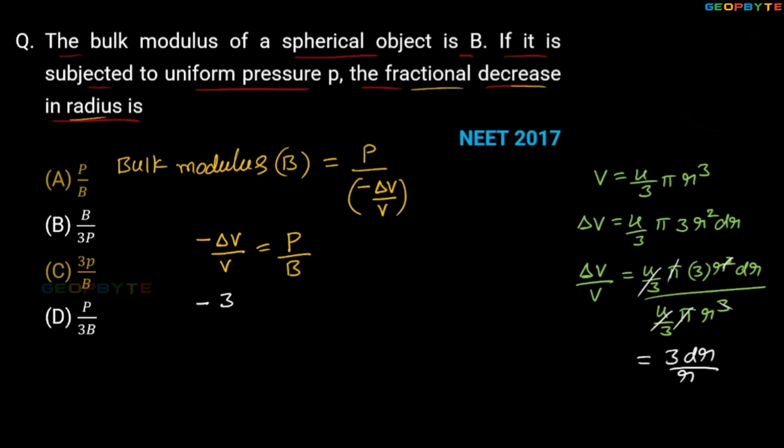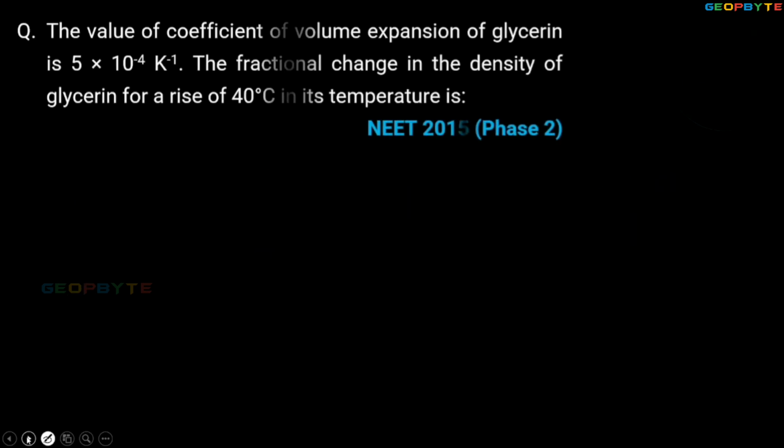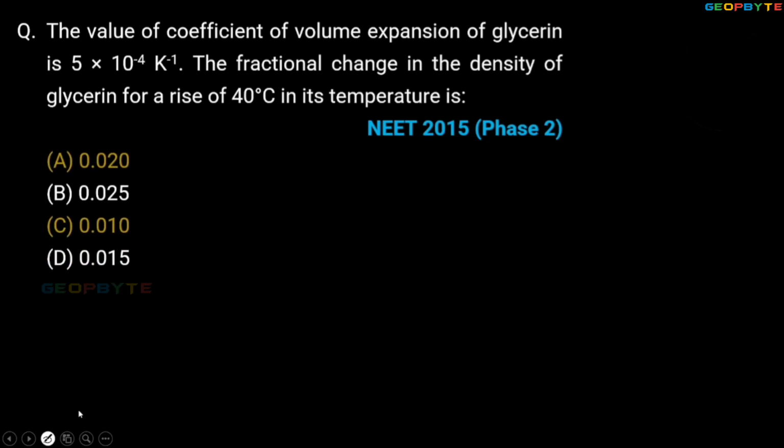In the place of minus delta V by V, you can write 3 dr divided by r is equal to P by B. The negative sign indicates decrease in radius. Therefore, the fractional decrease in radius, dr by r, equal to P by 3B. That is the answer. Look at the options. Option D is absolutely correct: P by 3B. Understood clearly? Yes.